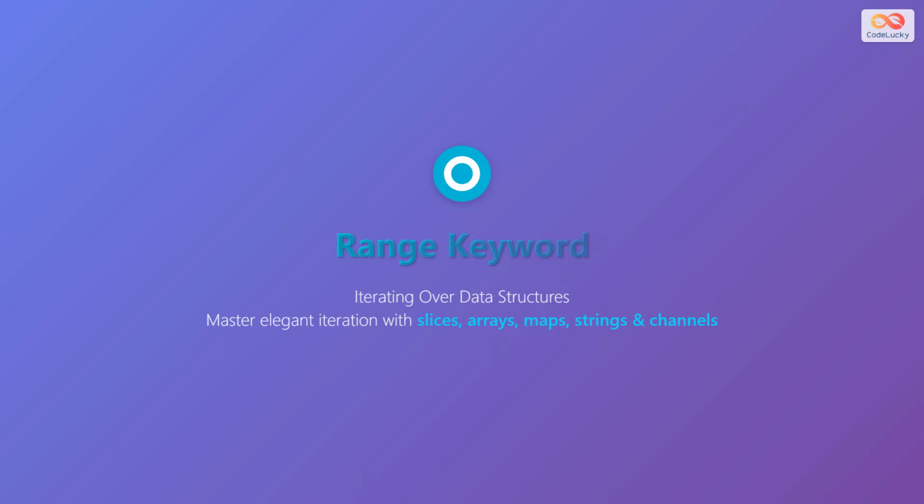In this video, we are going to explore the range keyword in Go. The range keyword is a powerful tool for iterating over various data structures in Go. We will learn how to use range to iterate elegantly with slices, arrays, maps, strings, and channels.